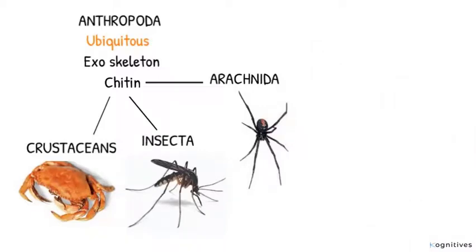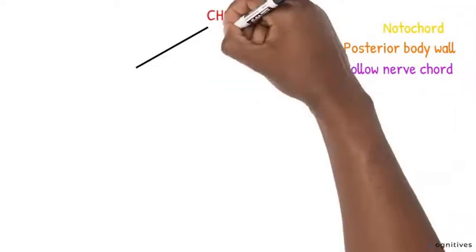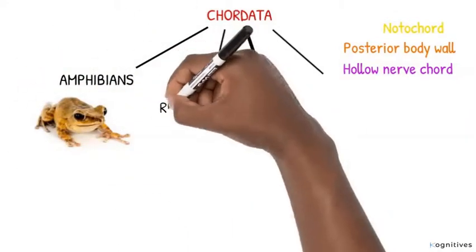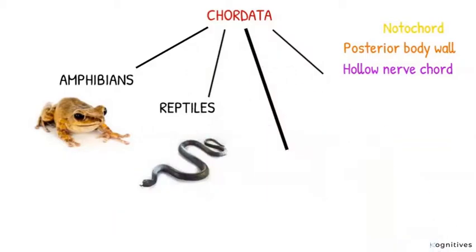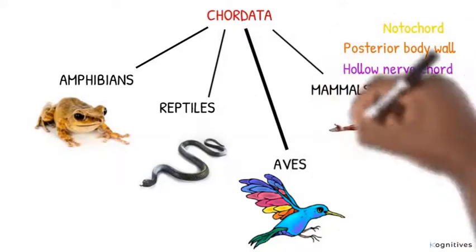The last and most important phylum is the phylum Chordata. Phylum Chordata contains organisms called chordates. These chordates are distinguished for three important features, or rather for having three important features, which are a notochord, a post-anal tail, and a dorsal hollow nerve cord. The chordates include the amphibians, such as the frogs, the reptiles, such as the snakes, aves, such as the birds, and mammals, which include you and I, humans.